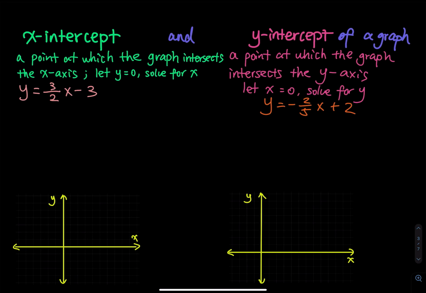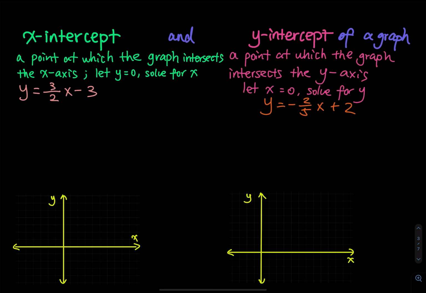x-intercept and y-intercept of a graph. The x-intercept is a point at which the graph intersects the x-axis. So at that point, we let y equal 0 and then solve for x. Let's say we want to sketch the graph of this equation, y equals 3 over 2x minus 3.